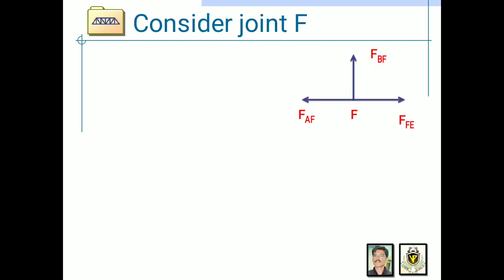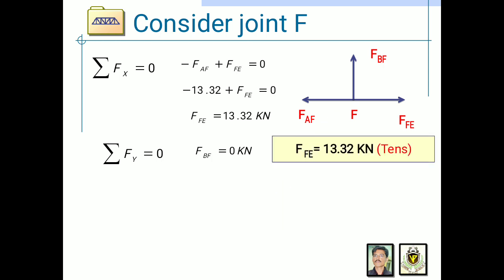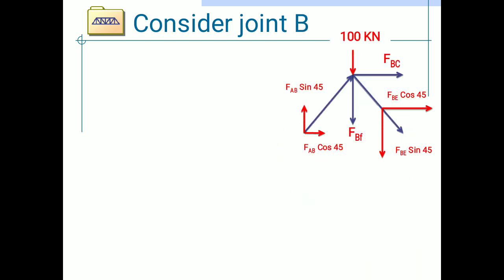Now, consider joint F. At joint F, three members are connected: FFE, FBF and FAF. To calculate, apply the condition summation Fx is equal to 0. There are two horizontal forces, so minus FAF plus FFE is equal to 0. Therefore, FFE is equal to 13.32 kN. Now applying the second condition, summation Fy is equal to 0. In vertical forces, there is only one force, FBF. Therefore, the value of FBF is equal to 0 kN. So the final forces at joint F are FFE equal to 13.32 kN in tension and FBF equal to 0 kN.